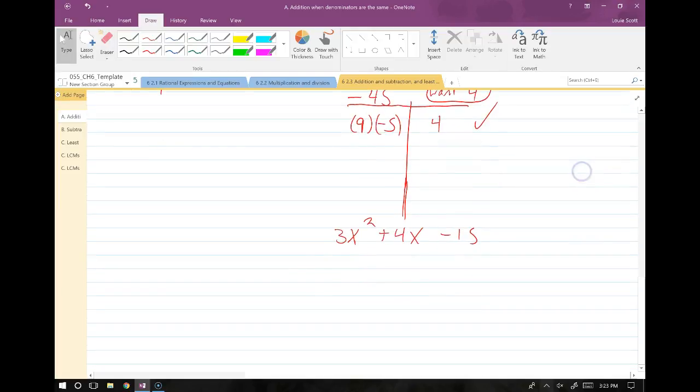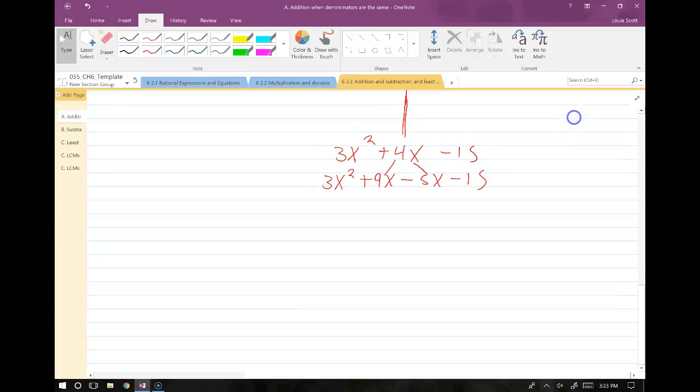Okay, so we know what our middle term needs to split into, so we're going to go ahead and do that. Plus 9x minus 5x minus 15. We group the first two, and it looks like we can take out a 3x, which leaves us with x plus 3.